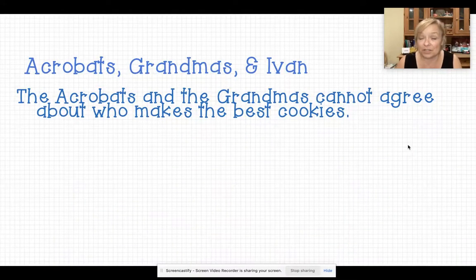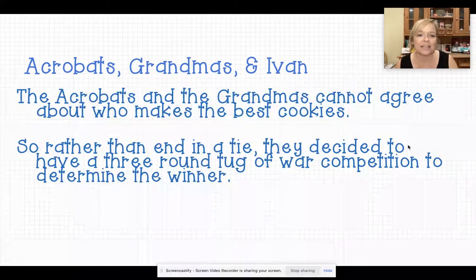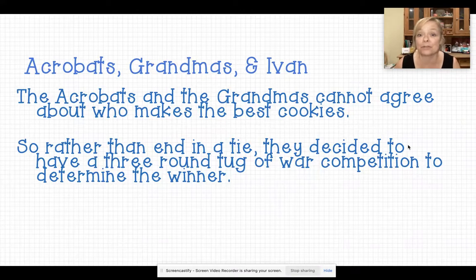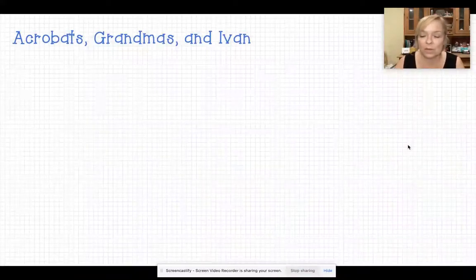Here are the conditions of the problem. The acrobats and the grandmas cannot agree about who makes the best cookies. So rather than end in a tie, they decided to have a 3-round tug of war competition to determine the winner. Based on the conditions that follow, who will win the 3rd round of tug of war? And I'm going to send you to a Google slide document to solve this, and the conditions will be there for you as well. So here we go.